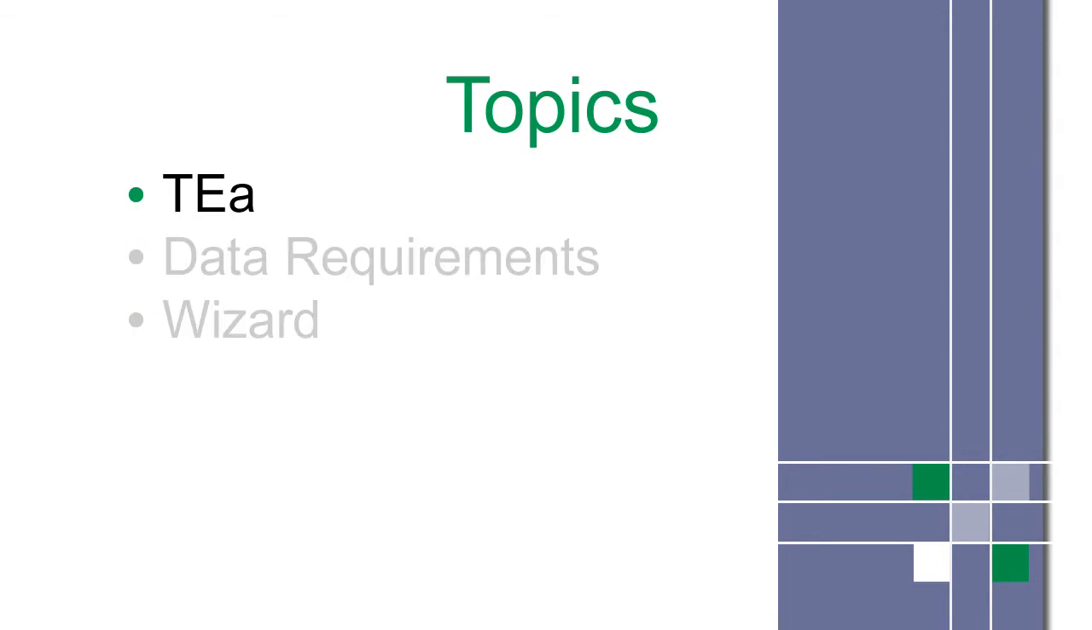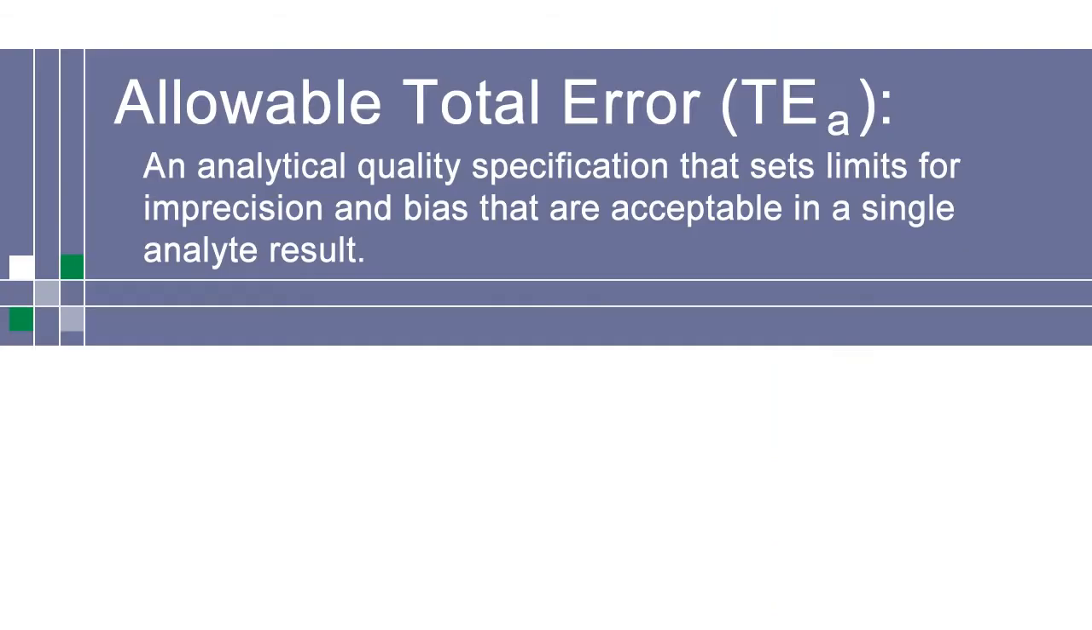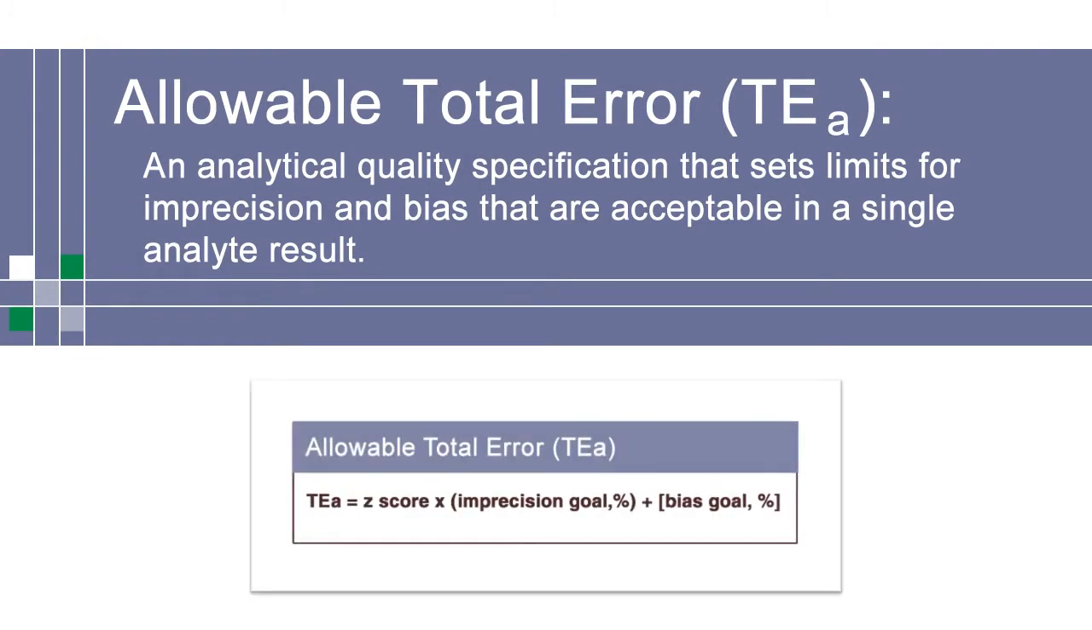We'll begin with TEA. Our first step is to configure the allowable total error. The TEA is an analytical quality specification that sets acceptable limits for imprecision and bias in a single analyte result. In other words, how much imprecision and bias are you willing to accept? We encourage you to view our video on TEA if you need additional information.